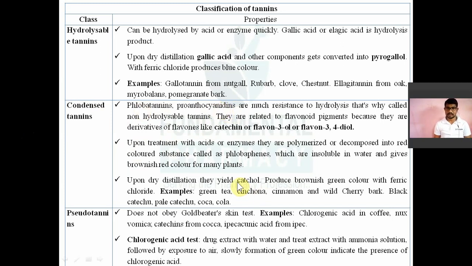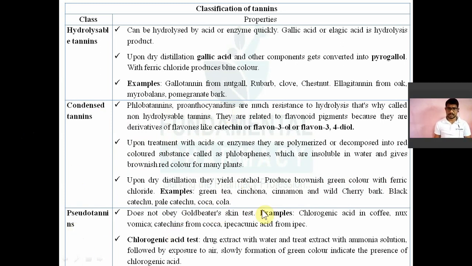On dry distillation, these will give you catechol, which produces green color with the perichloride. For example, green tea, cinchona, cinnamon bark, wild cherry bark, black catechu, pale catechu, and cola. So all these will have condensed tannins.